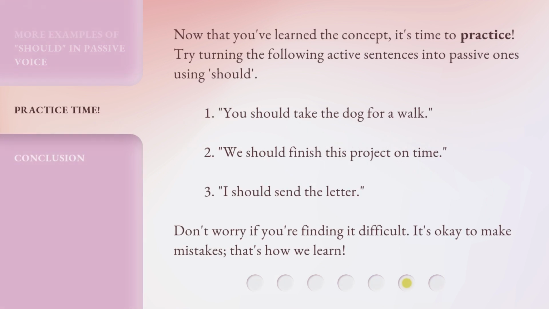Now that you've learned the concept, it's time to practice. Try turning the following active sentences into passive ones using should. 1. You should take the dog for a walk. 2. We should finish this project on time. 3. I should send the letter. Don't worry if you're finding it difficult. It's okay to make mistakes. That's how we learn.